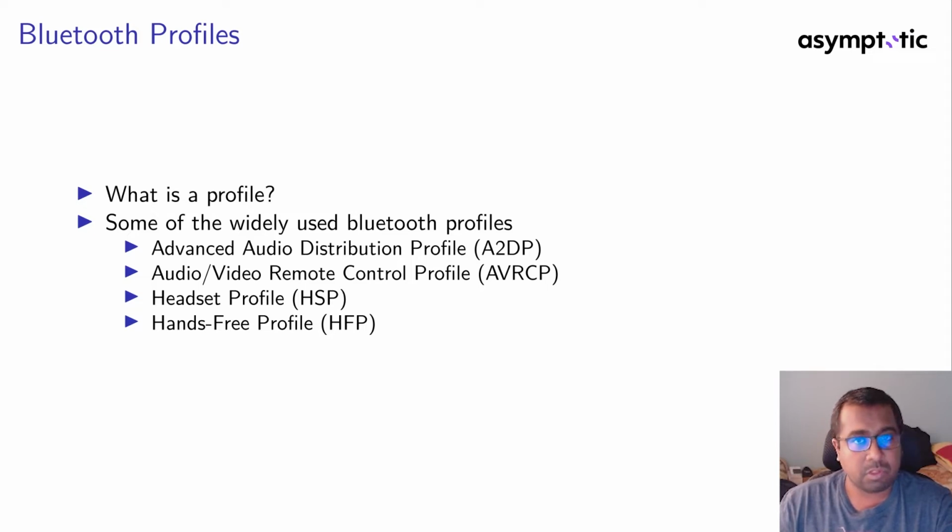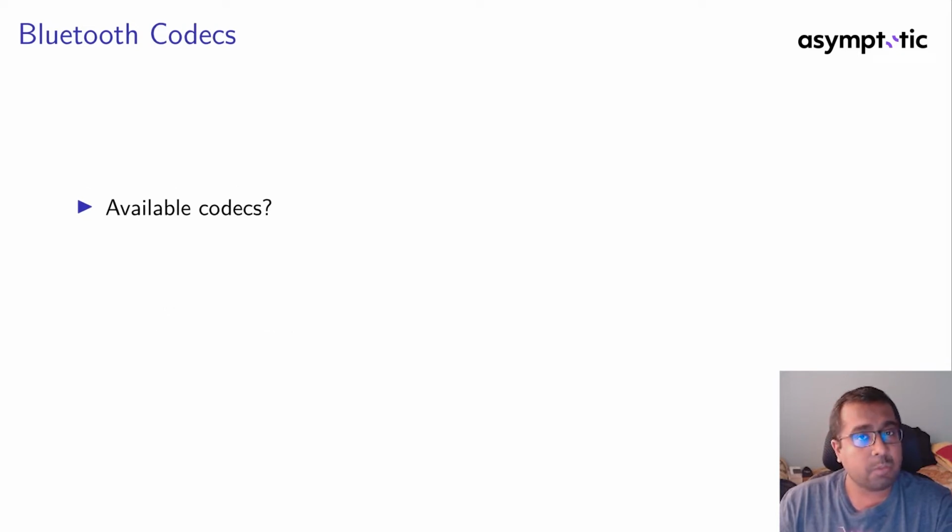So henceforth, for the purposes of this talk, we will mainly be focusing on A2DP. So let's talk about codecs next. What exactly is a codec? A codec is primarily hardware or software which encodes or decodes digital audio. And in our case, the primary job of a codec is compression so that we can make the best available use of the bandwidth that we have in the case of Bluetooth. Now, in the context of A2DP, there are a few codecs.